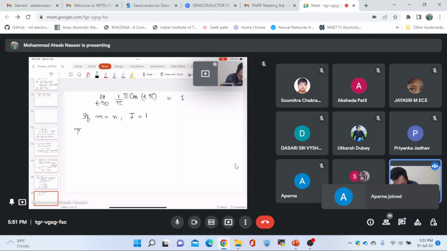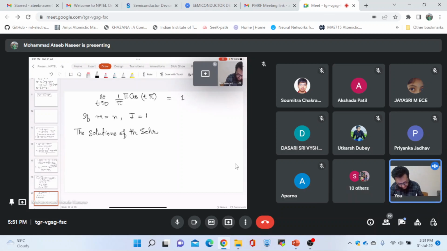So the solutions, we can write it like this: the solutions of the Schrodinger equation to the infinite potential are orthonormal. So we have seen this problem as well.